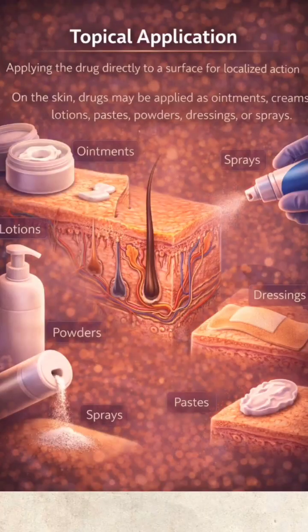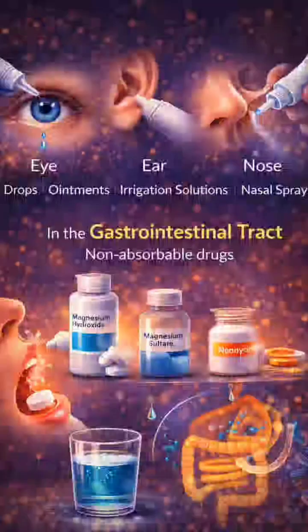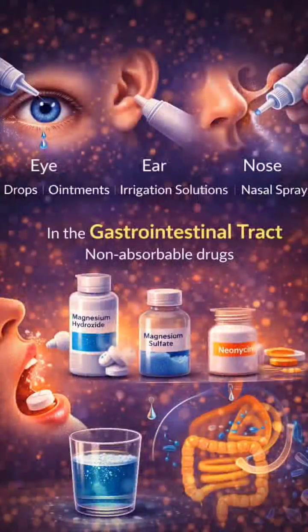The most common example is topical application, which simply means applying the drug directly to the surface for a localized action. On the skin, drugs may be applied as ointments, creams, lotions, paste, powder, dressing, or sprays. Now, if we talk about mucous membranes, the dosage form depends on the site. In the mouth and pharynx, drugs may be used as paints, lozenges, mouthwashes, or gargles. For the eye, ear, and nose, they are commonly given as drops, ointments, irrigation solutions, or nasal sprays.